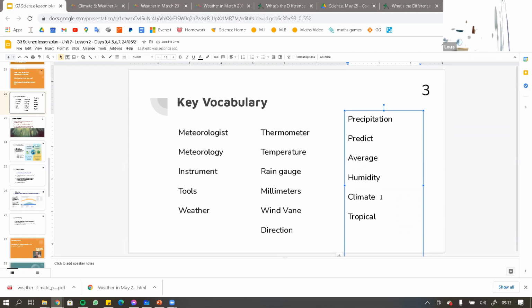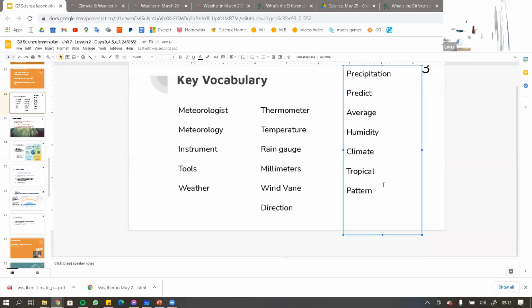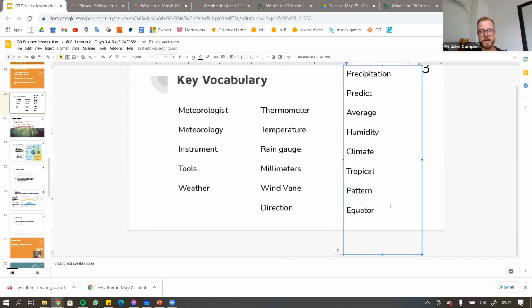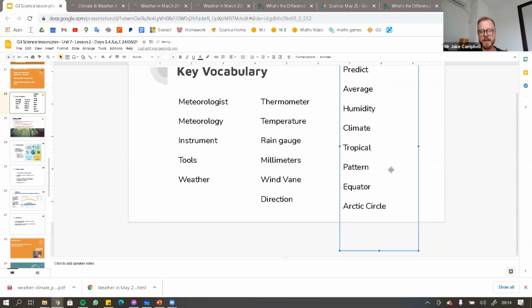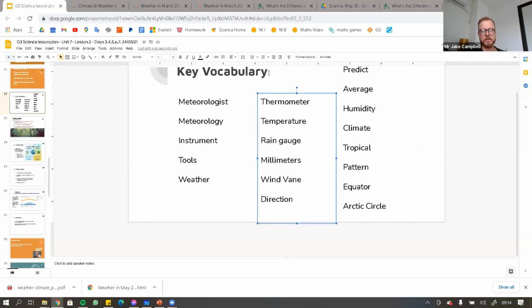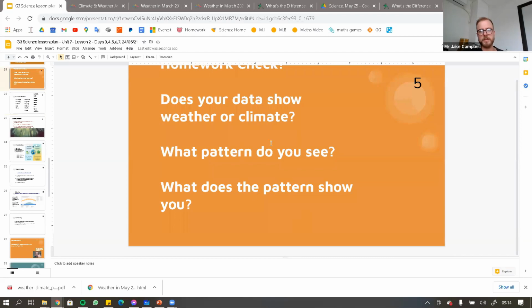Tropical. Equator. Nice. Yeah, pattern. Any more? Equator. Nice. Fantastic. Any more? I can think of one more. Struggle. Yeah, that's it. Nice, guys. Nice picking up this new vocabulary. Able to add some new ones. So yeah, we got some new keywords here. Okay, we're going to get into the lesson now. We've added some new vocabulary.